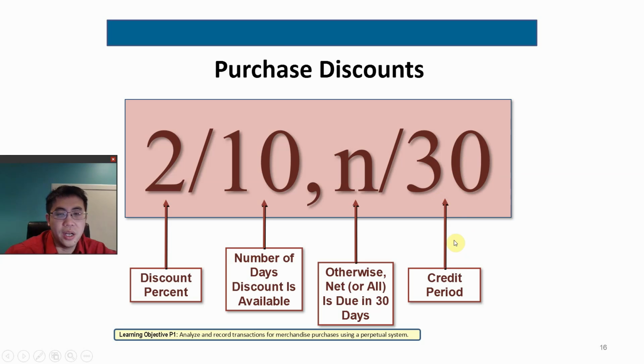So the 30 days right here would be called the credit period. From the date of purchase, you have 30 days to pay the bill. If you pay within 10 days, then you enjoy the 2% discount. Otherwise, you would pay the full bill. So that's how it works.